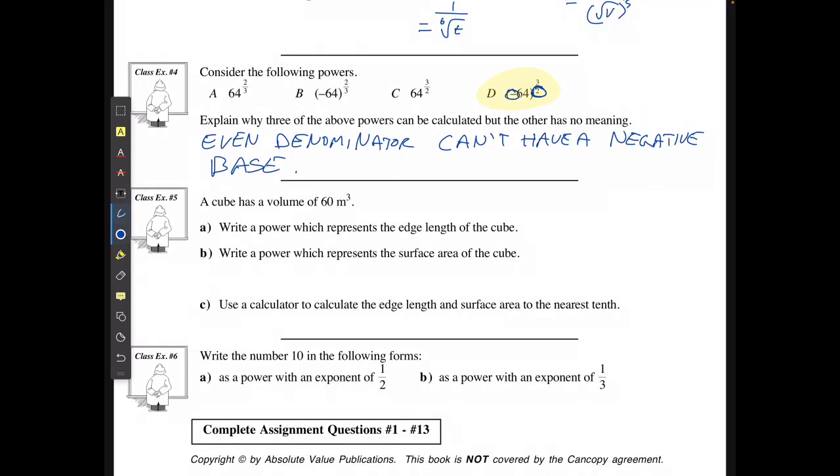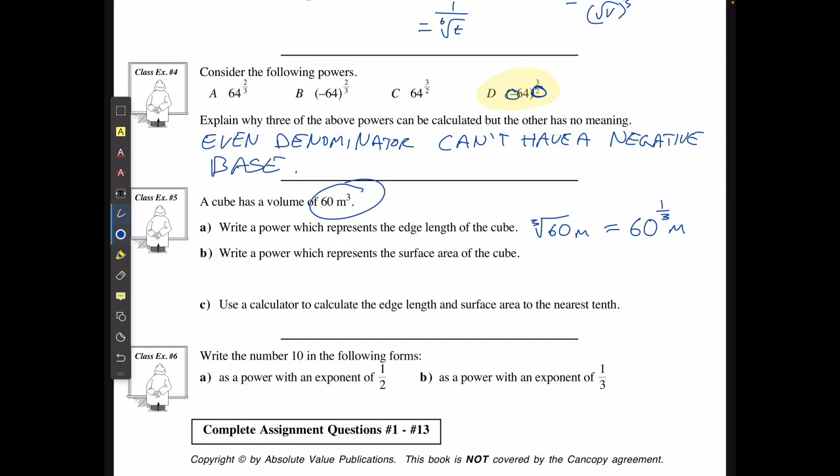If I state that a cube has a volume of 60 meters cubed, if I'm writing a power which represents the edge length of the cube, then I'm going to say that the edge length is going to be the cube root of 60 in terms of meters, which as a power would be the same as 60 to the power of 1 over 3 meters.